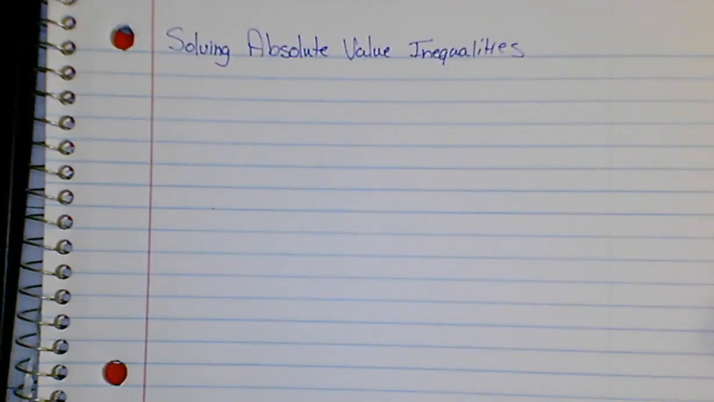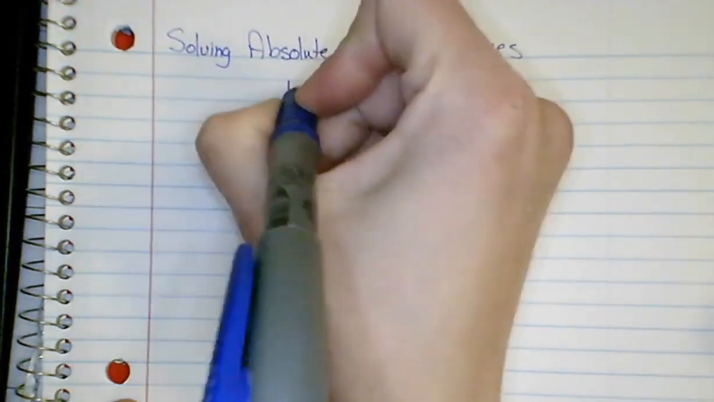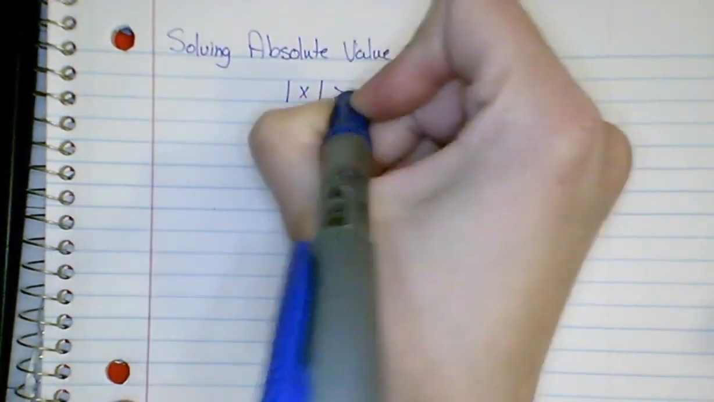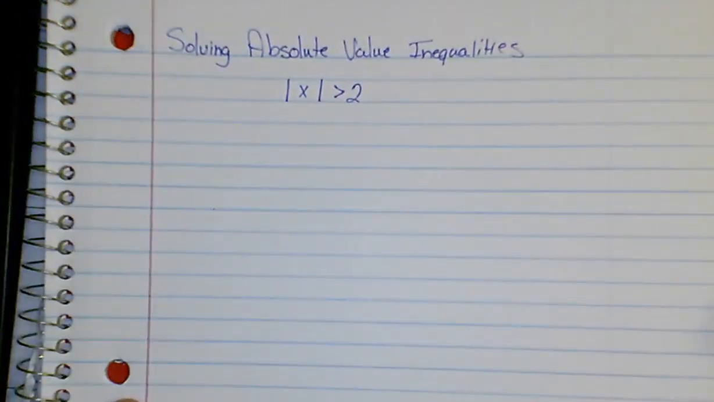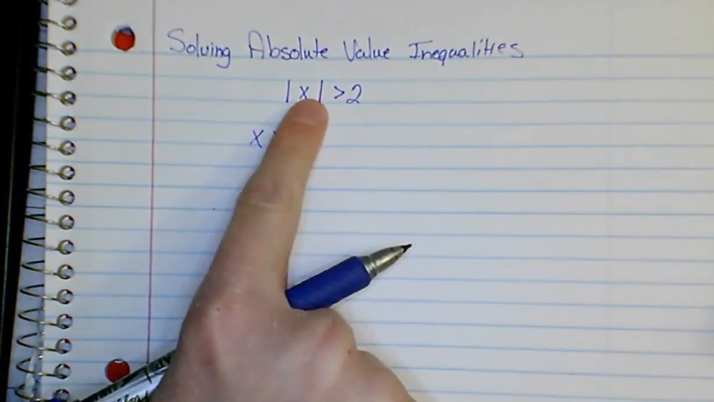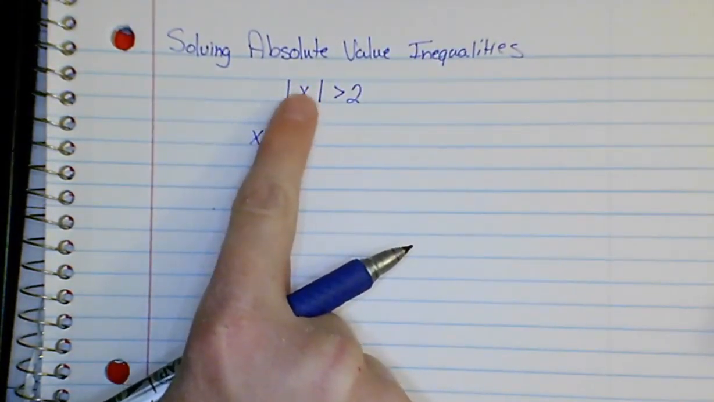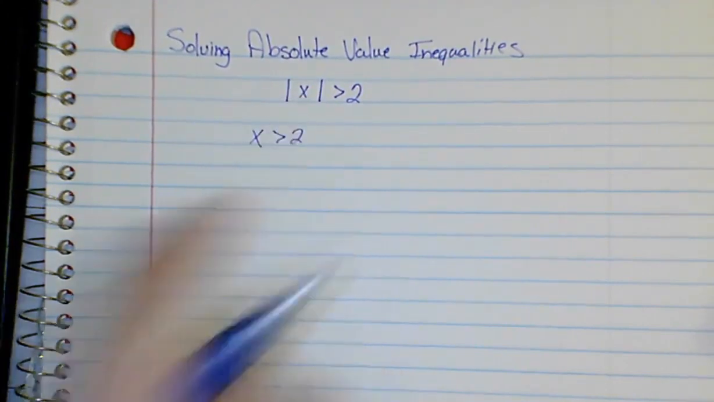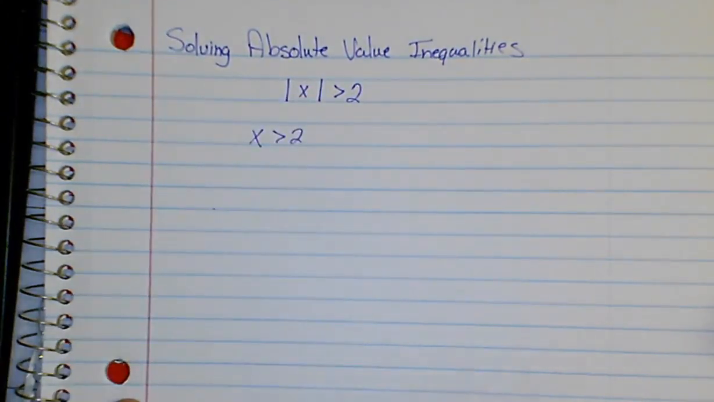We will look at solving absolute value inequalities. Let's start out by having absolute value of x is greater than 2. So let's think of the values that x can be in order for this to be true. Well, x can equal numbers greater than 2 because we have 3, 4, 5, 6. Absolute value of all those numbers will be the positive.